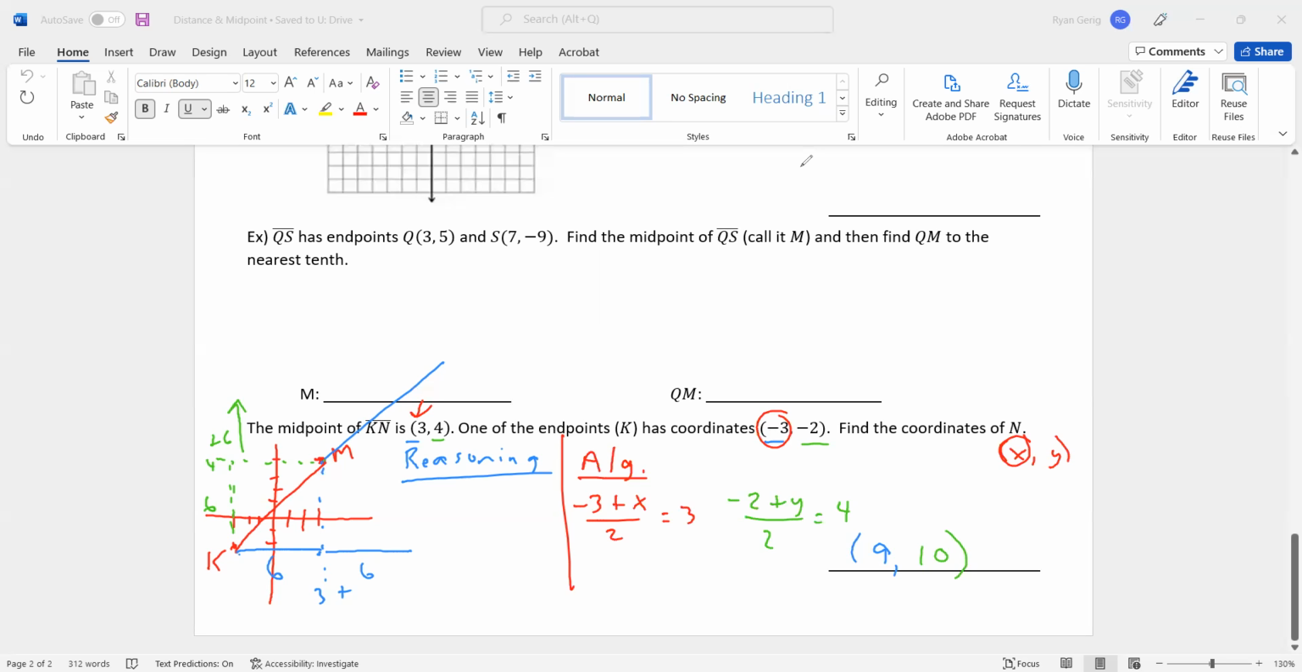Now I'm just going to solve both of those. Multiply by 2. So I get -3 plus x equals 6. Add 3, I get x equals 9. Matches. Okay. Next one, multiply by 2 again. -2 plus y equals 8. Add 2, I get y equals 10. Either way is fine with me. Just make sure you understand one of them. And that's it.